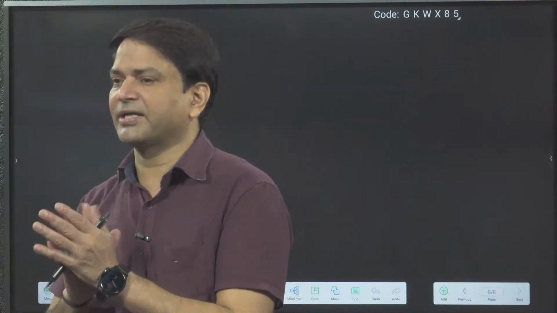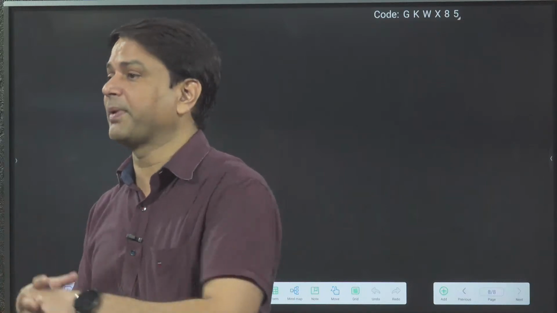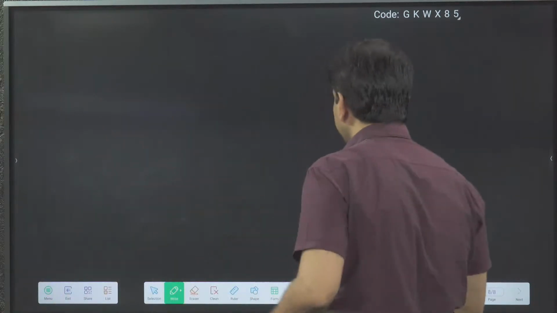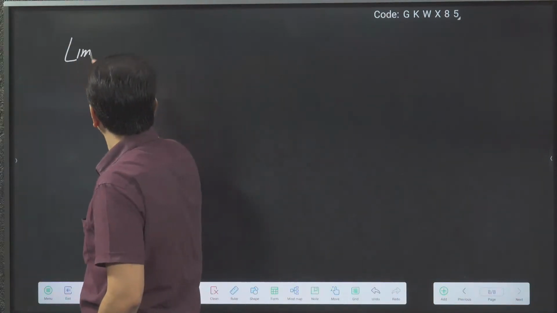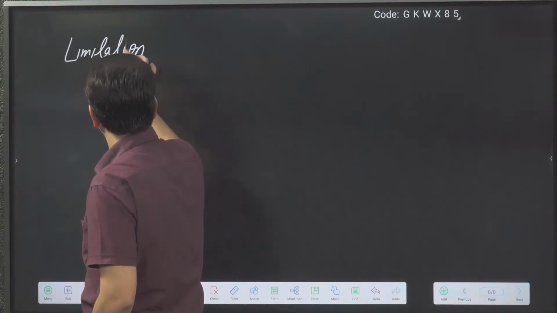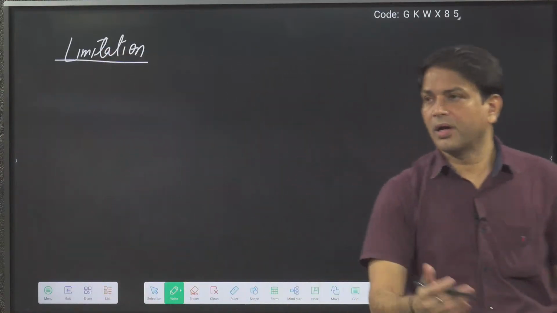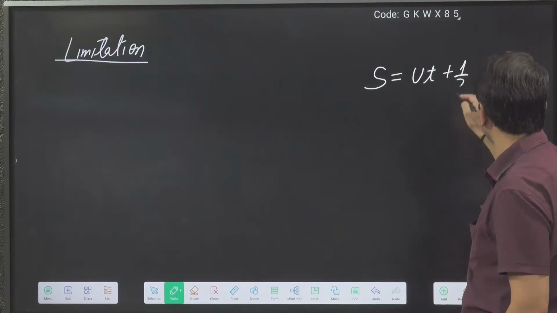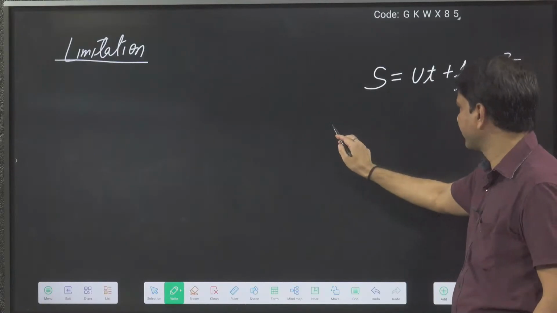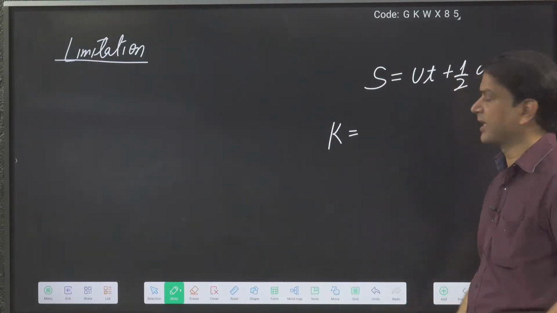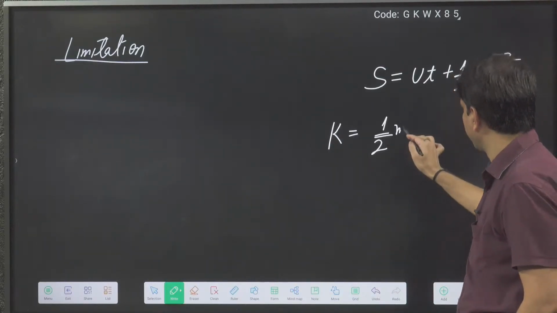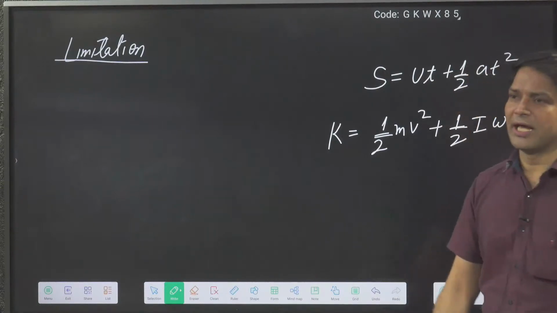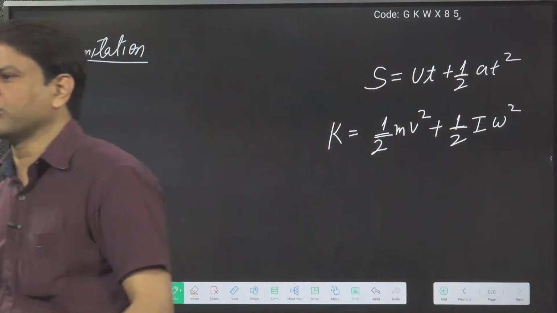Now next thing, what is the limitation? In which case can we not apply this method to get the relation between the different quantities? Suppose I am writing, just now, I write the relation. Everybody knows S is equal to UT plus half AT square. Or suppose I am saying kinetic energy of rolling body. Kinetic energy of rolling body is half mv square plus half I omega square. Okay. So this type of formula we have, v square is equal to u square plus 2as.